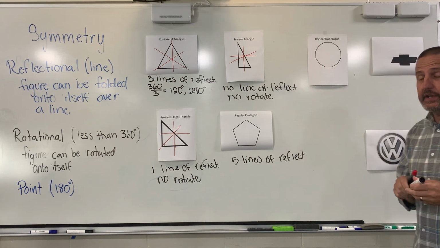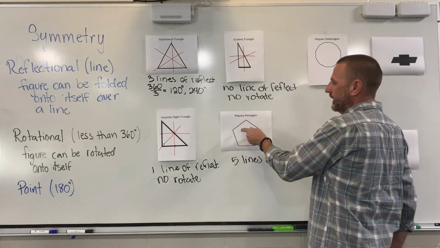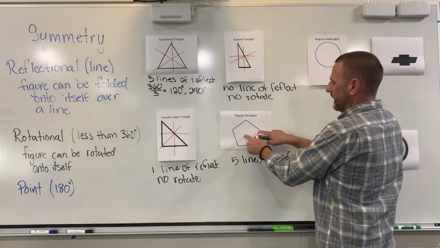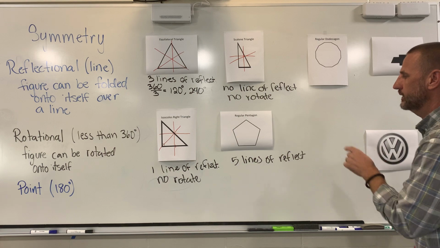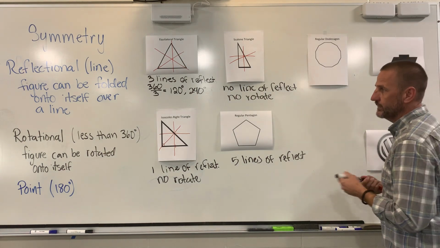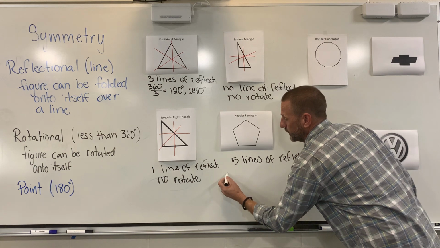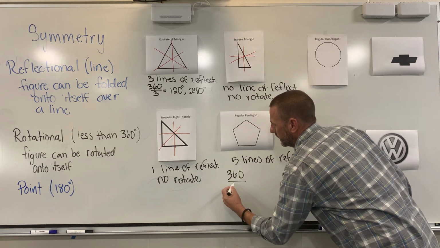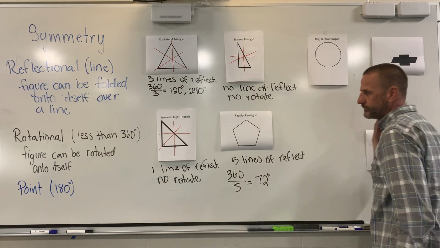It also has rotational, because if I put my finger right in the middle of this, I can spin this around, and every time I can get this one to land here and so forth all the way around, because of the fact that the angles are all the same. So let's calculate each of those angles of rotation. I'm going to start with 360, divide it by 5, and I get the number 72.